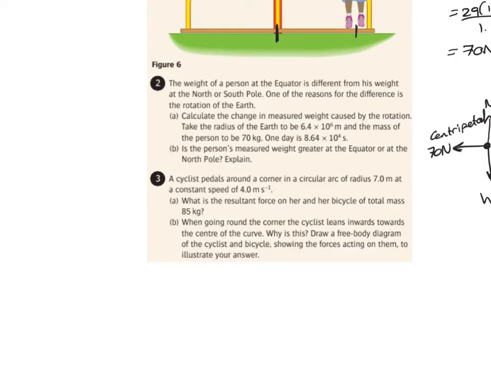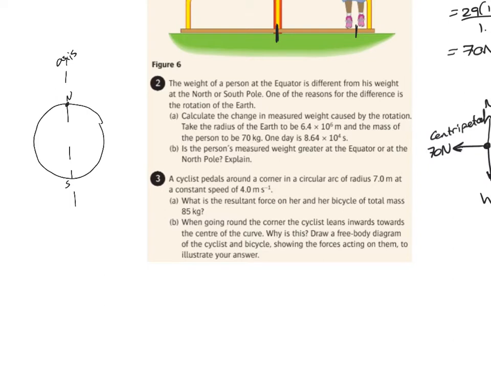Okay, for the second question, it's talking about the weight of a person at the equator being different from the weight at the north and south pole. One of the reasons for the difference is the rotation of the Earth. This is actually true. If this is the Earth and this is the North Pole, this is the South Pole, let's assume that the axis of rotation is a straight line, even though in reality it's diagonal a little bit, but anyway, the Earth rotates around its own axis of rotation.